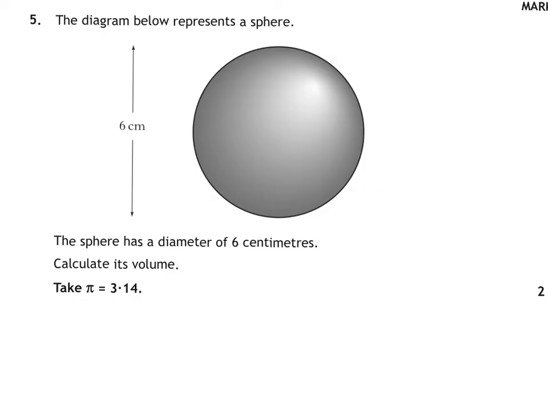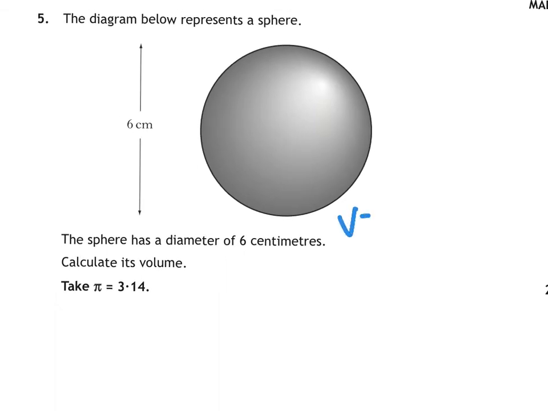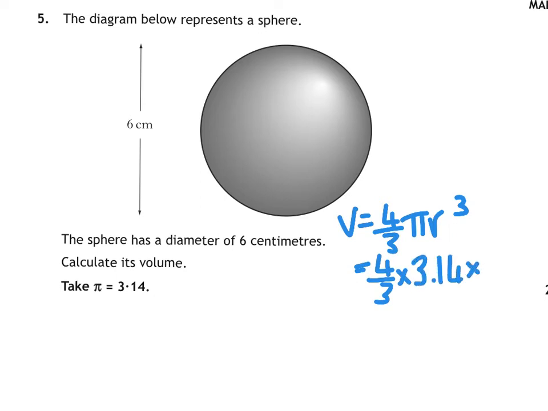Question 5, want the volume of a sphere, so the first thing to do is start with the formula. So V equals 4/3 pi r cubed. So we have 4/3 times, we have to use 3.14 in this case, and our radius, well our diameter is 6, so our radius is 3 cubed. So that is 4/3 times 3.14 times 3 cubed is 27.